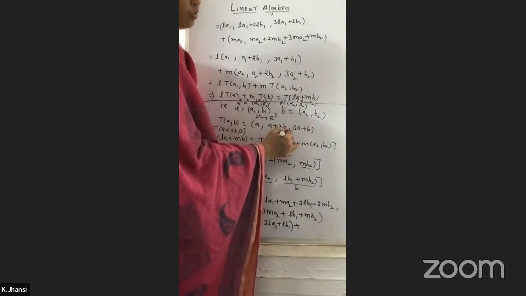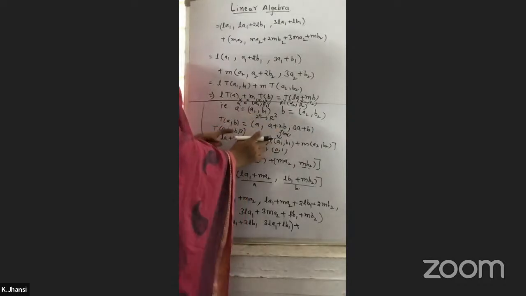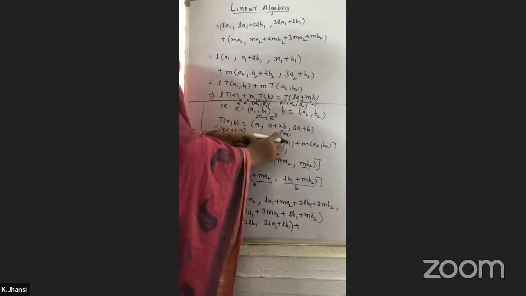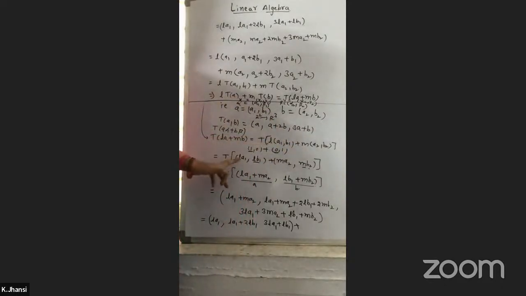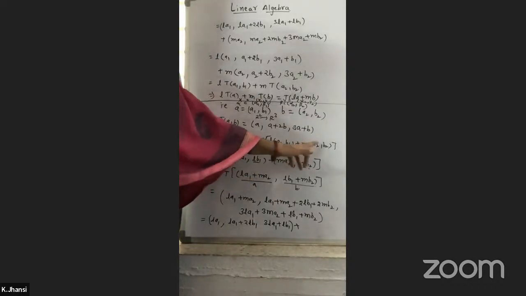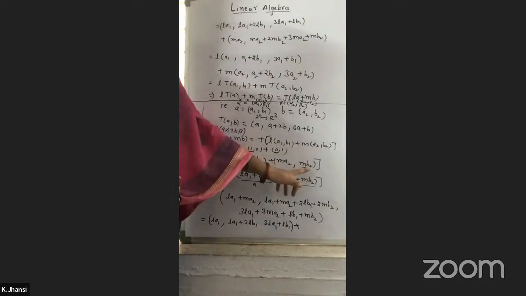F of A into U, no? So that is scalar multiplication. This is scalar into these vectors. You are multiplying them. Okay. When you multiply them, you will write like this: L into A1 comma L into B1 plus M into A2 comma M into B2.